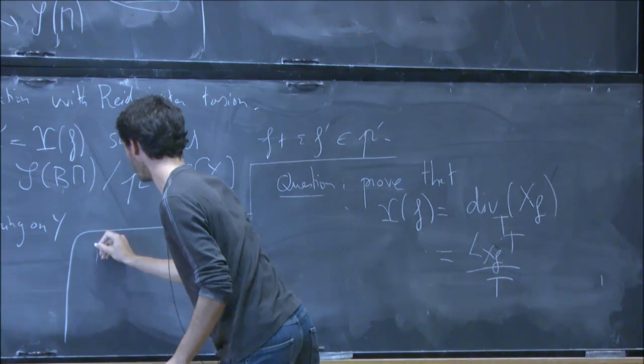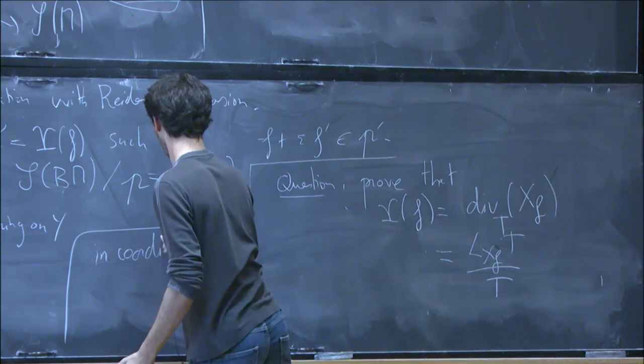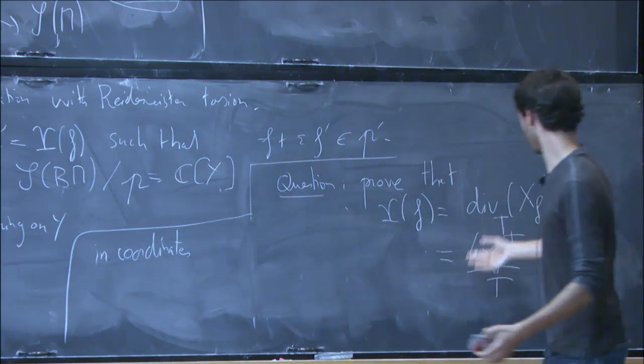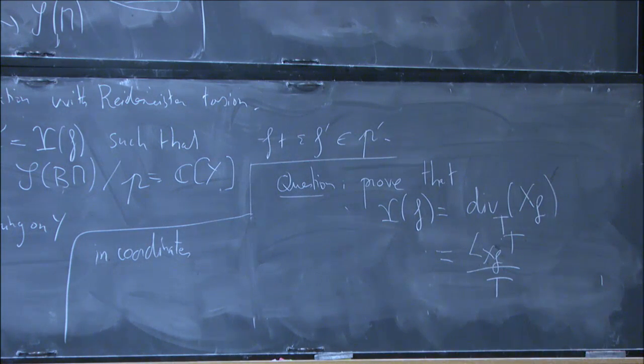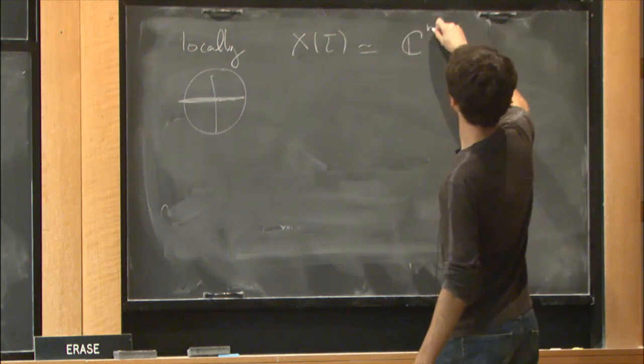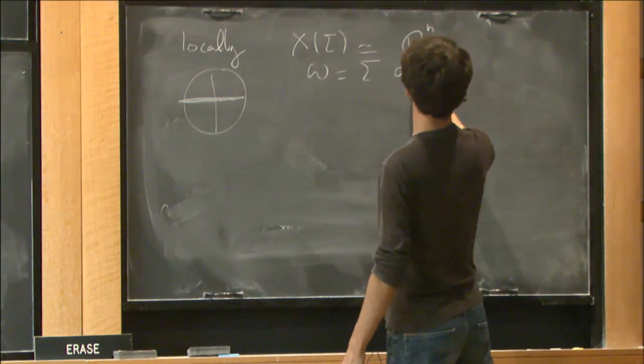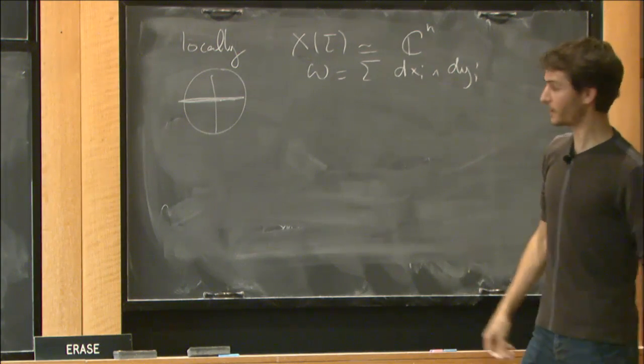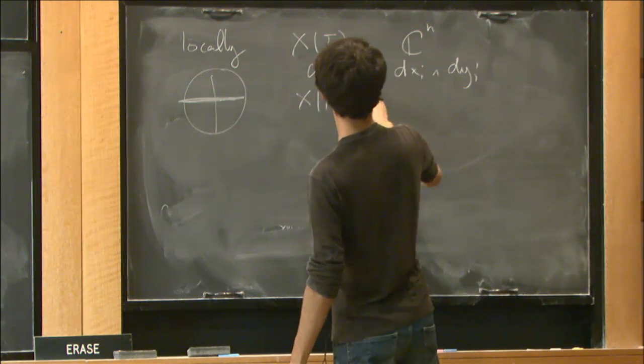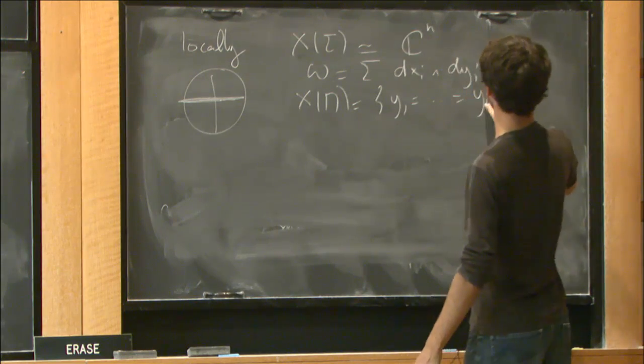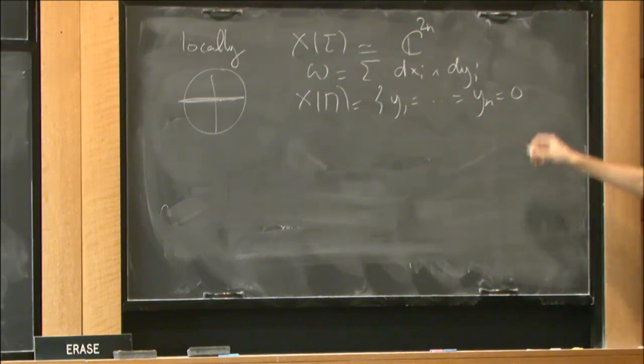So let me write it in formulas in coordinates, just to make it more transparent, because maybe it looks very complicated. In coordinates, you have the following situation locally. You have the character variety of sigma is just, if I take a chart around here, isomorphic to C to the 2n. The symplectic form is just the sum of dx_i dy_i. And the Lagrangian is just given by y_1 equal to ... equal to y_n equal to 0.